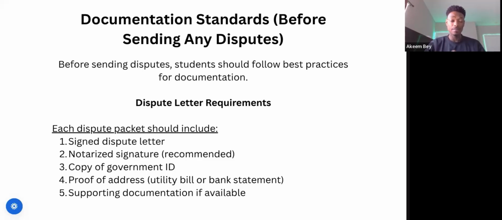You want to attach a copy of your ID and proof of address, like a recent utility bill or bank statement. Make sure that when you take a picture of your ID, that it covers the full four corners of the image. And also your utility bill or bank statement, you only have to send the first page, right? A lot of people will attach the full bank statement. It's like 10, 20 pages, but you only need the first page that shows your information and address and the sender's information and address. Then you want to send any supporting documentation if it's available.